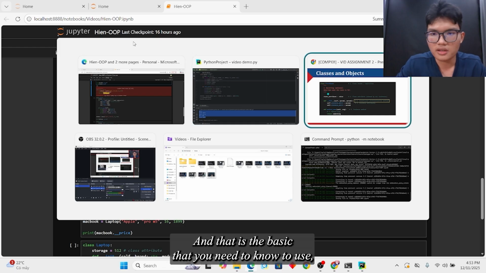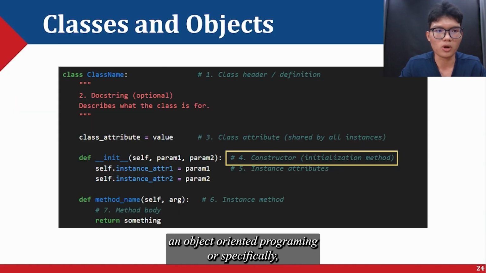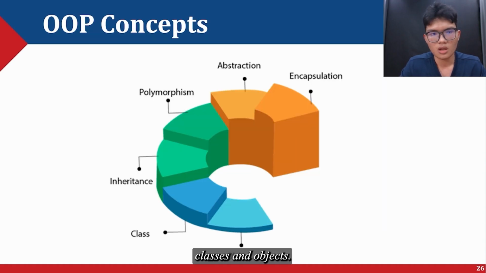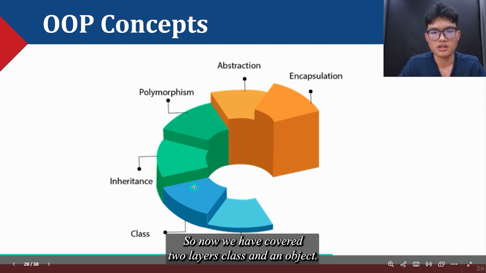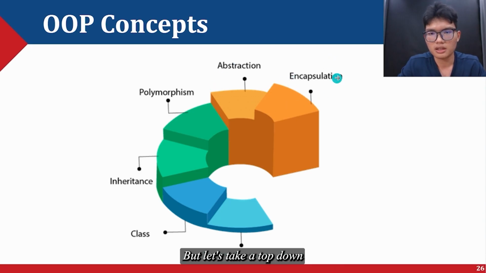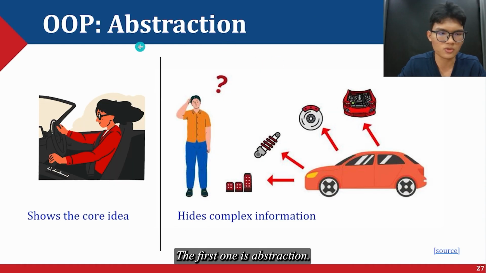And that is the basic that you need to know to use object-oriented programming, or specifically classes and objects. Now we'll go to OOP concepts. I like to refer to them as properties and layers. So now we have covered 2 layers, classes and objects, and there are 4 layers to explain. But let's take a top-down approach and learn about these 2 first. The first one is abstraction.